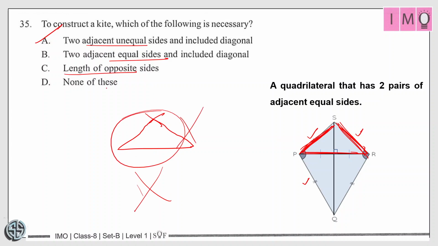Now that's option C, length of opposite sides. If this side is given and this side is given, we also cannot construct that quadrilateral, because if you have been given opposite sides, we have constructed like that, but we don't know the other point of the diagonal, so we cannot make another cutting on the arcs so that we can get the vertices. So option A is the only correct option, right?